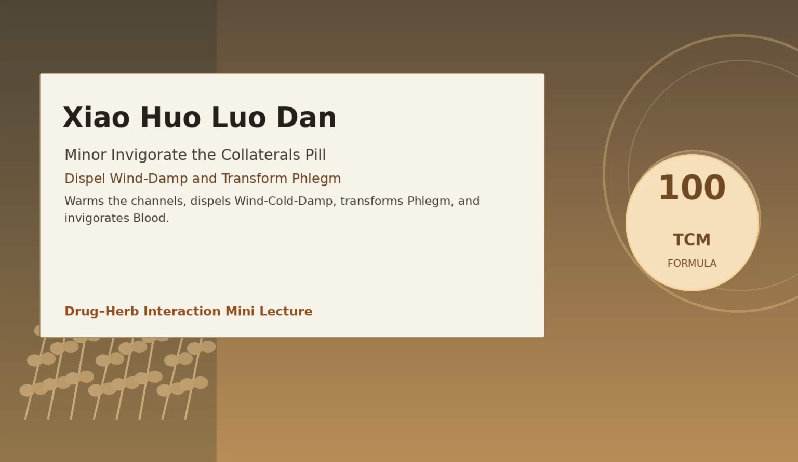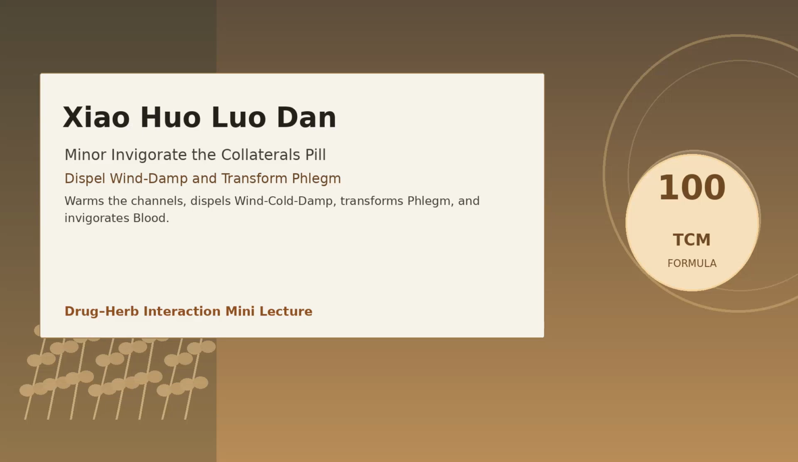Xiao Huo Luo Dan, commonly translated as Minor Invigorate the Collateral Pill, is a classical traditional Chinese medicine formula in the category dispel wind damp and transform phlegm. Its core action is to warm the channels, dispel wind cold damp, transform phlegm, and invigorate blood. The pattern framework is wind cold damp with phlegm and blood stasis obstructing the channels.